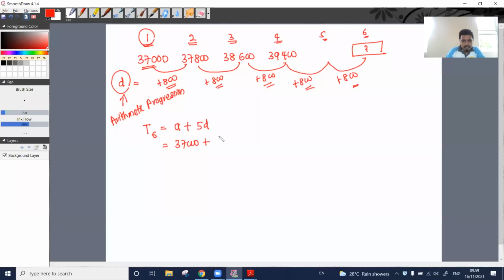37,000 plus 5 into the difference. Common difference is what? 800. So here, what should be the value? 800 into 5, 4,000. 4,000 plus 37,000, that is 41,000. That is 41,000. Right? So here the value is 41,000.